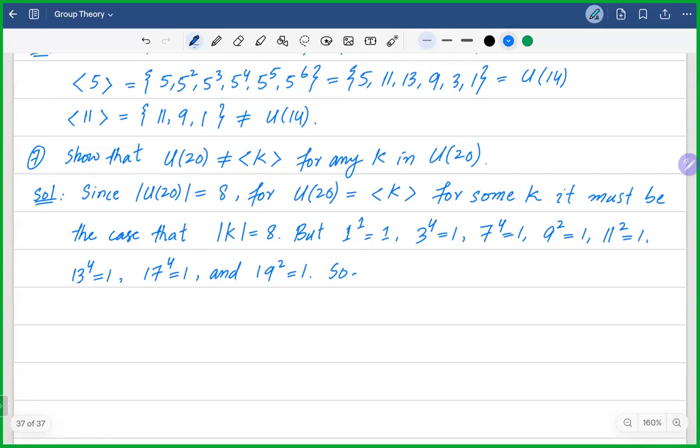So the maximum order of any element is 4. There is no element of order 8 inside U20, so it can't generate. So U20 has no generator.